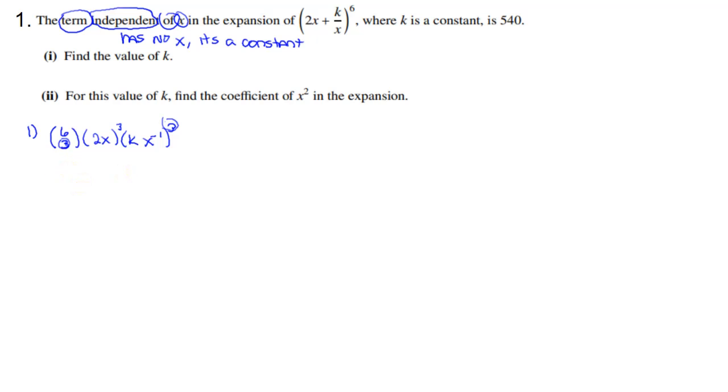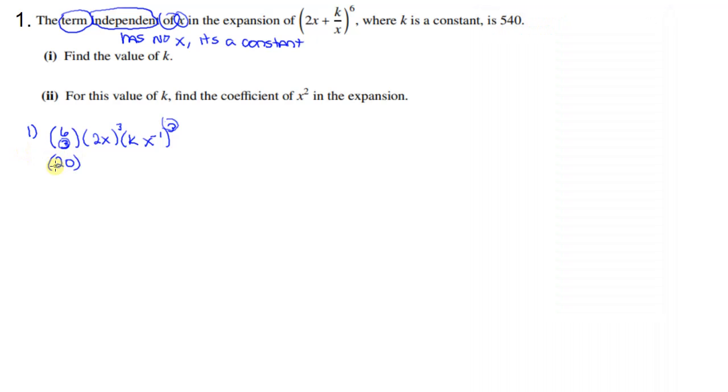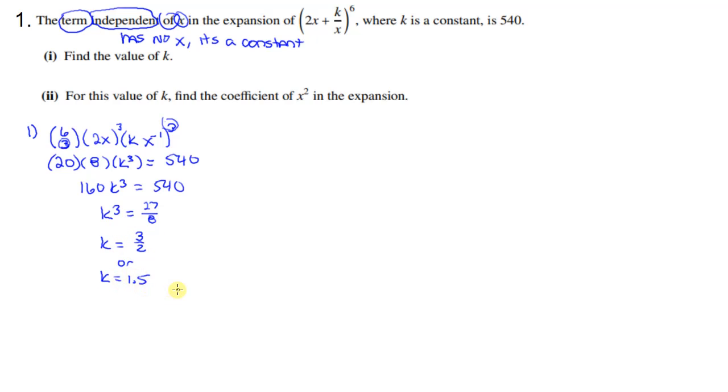6 choose 3 is 20. And then 2 to the third is 8, and k to the third is k to the third. And I know when I multiply all this together, it's going to equal 540. So all I have to do is simplify and get k to the third by itself by dividing both sides by 160. I'm going to find out that k to the third is equal to 27 over 8. So k must be 3 over 2, or 1.5.